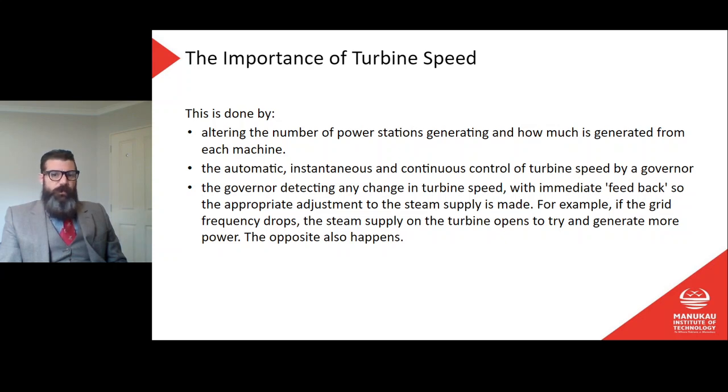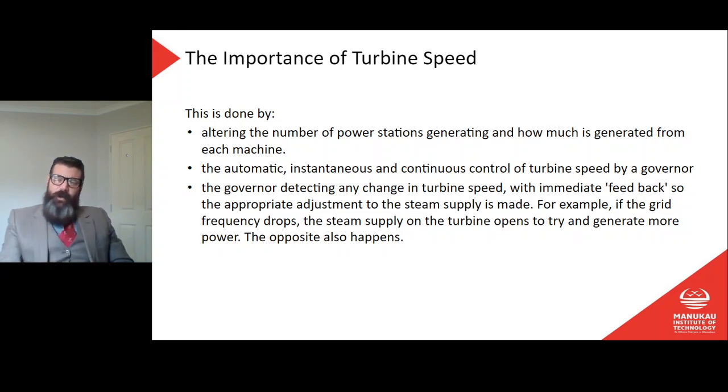For example, if the grid frequency drops, that means if more load comes on and the turbine starts to slow down, then the frequency is going to drop. Then the steam supply on the turbine opens to try and generate more power, to let more steam through to keep the speed of the turbine the same. And the opposite also happens. As load comes off the grid, then the turbines will tend to move a bit faster and the frequency will come up, and so we cut the supply.